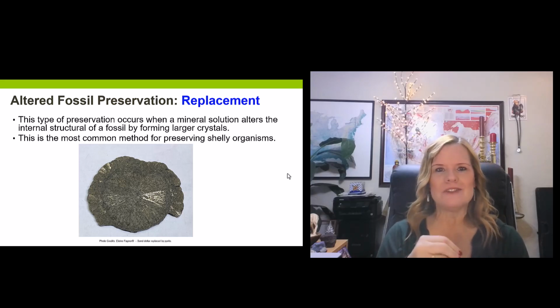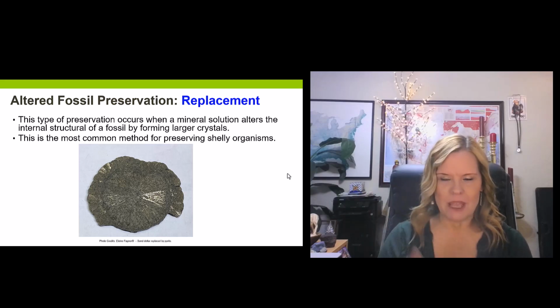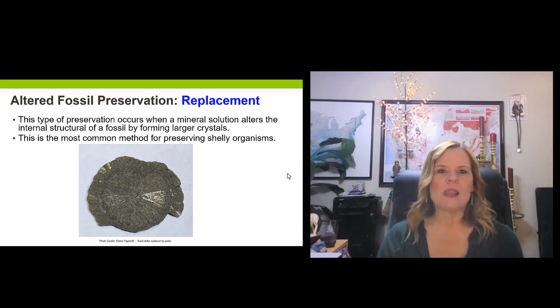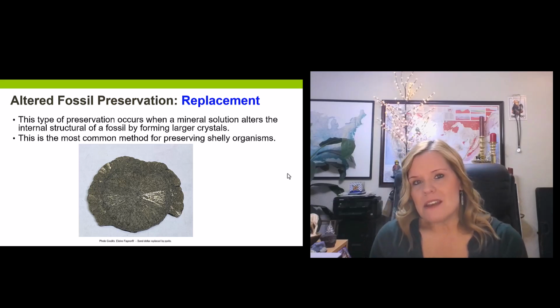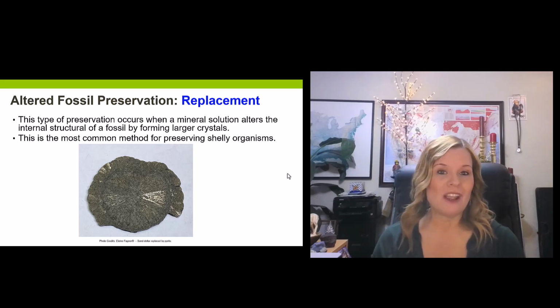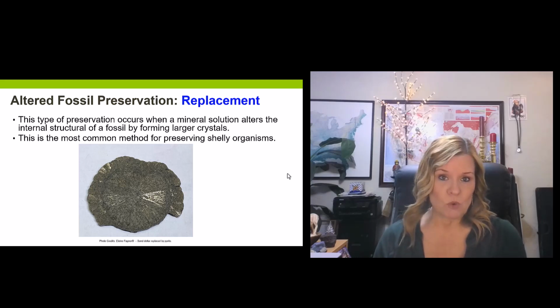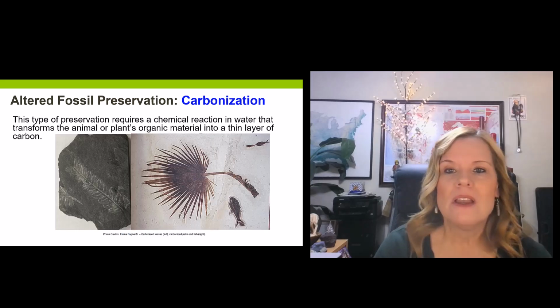So if it turns into fool's gold, that compound known as pyrite, that would be replacement. Typically, the replaced fossils that I've seen and studied over the years tend to be harder and denser than they were when you just found them as they were before they got replaced.